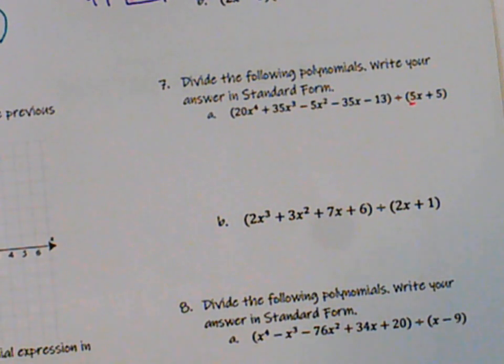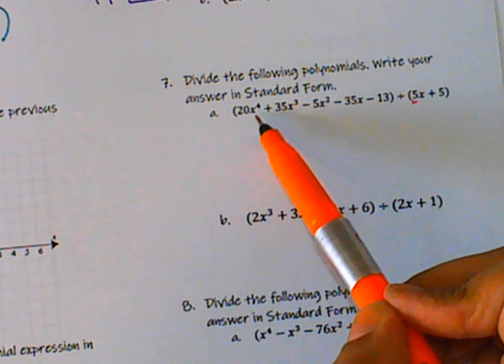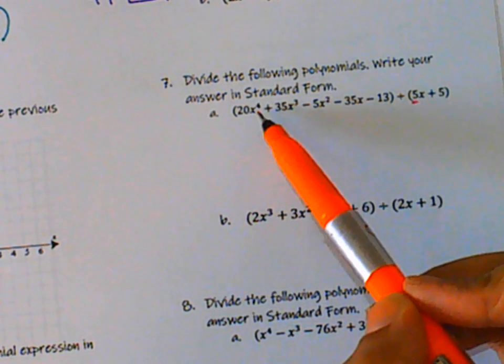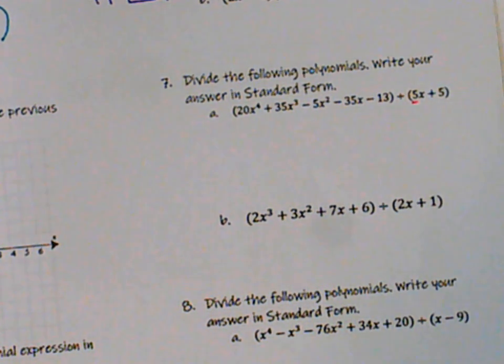When writing this over, you want to make sure that every variable, or every exponent, is represented. So here we have a 4, a 3, a 2, a 1, and then it goes to 0. You don't want to skip any of those exponents.